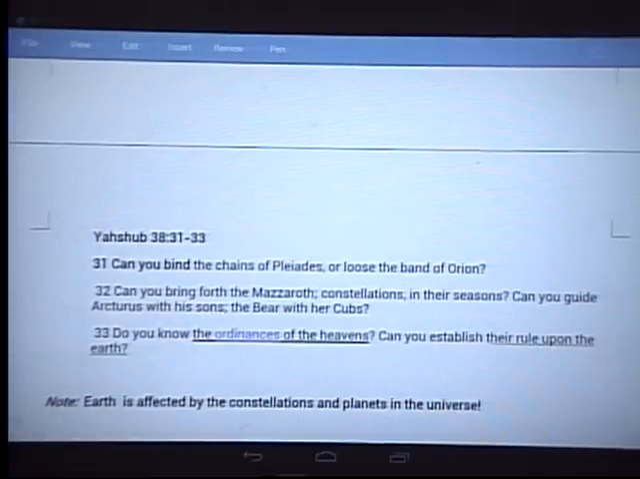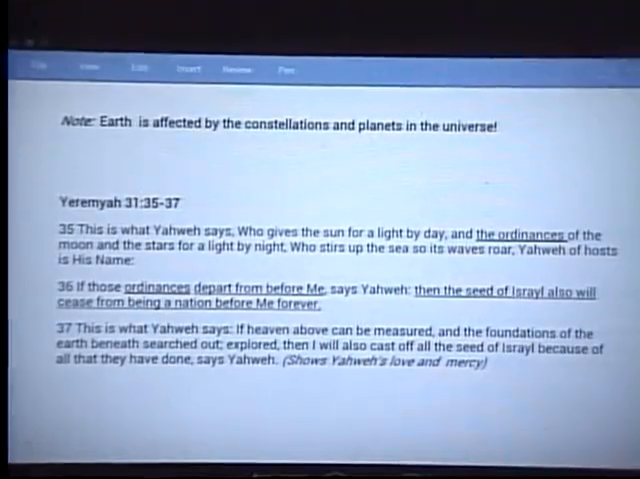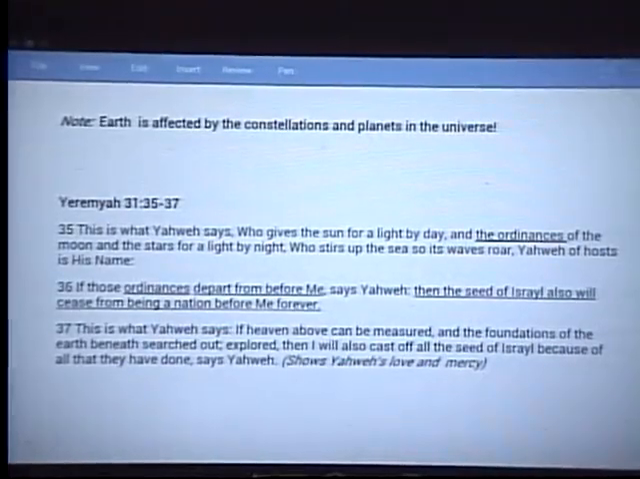Notice. Can you establish their rule upon the earth? So these things run by ordinances. They run by the laws that Yahweh has put into place, and they actually hold influence and give influence upon the earth. So these things actually affect us. In fact, one more here. You remember Yirmiyahu 31, verses 35 to 37.